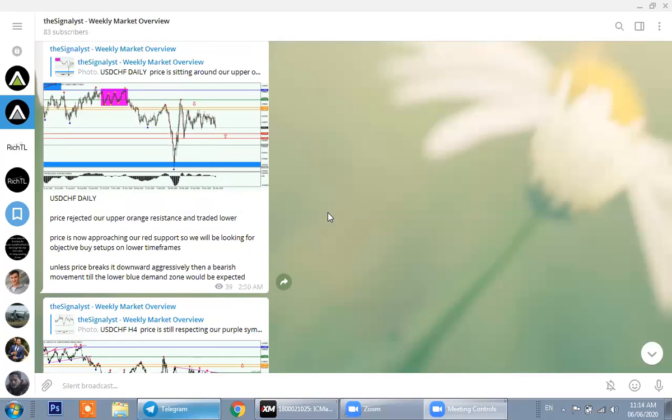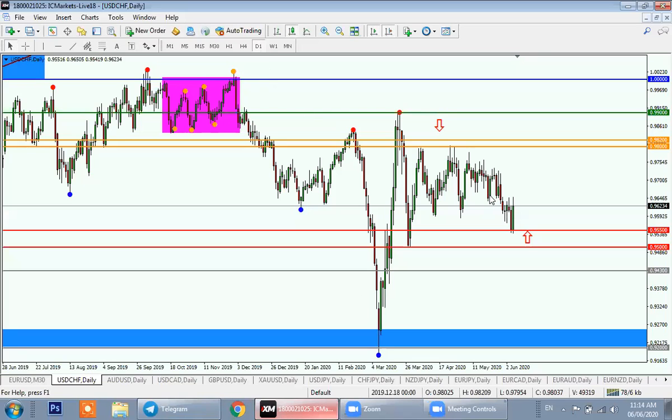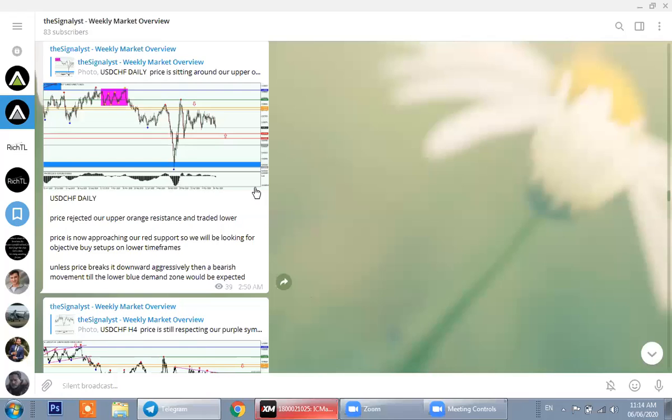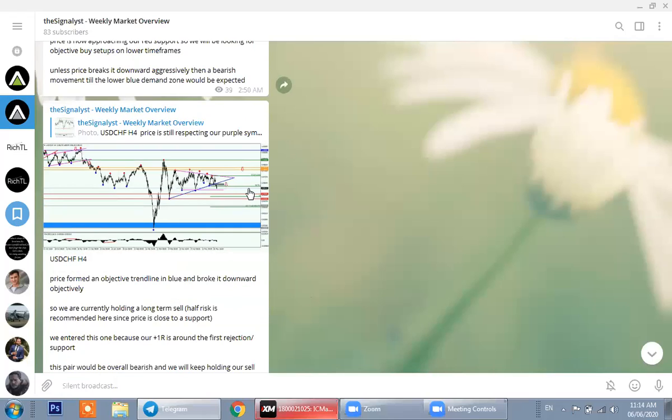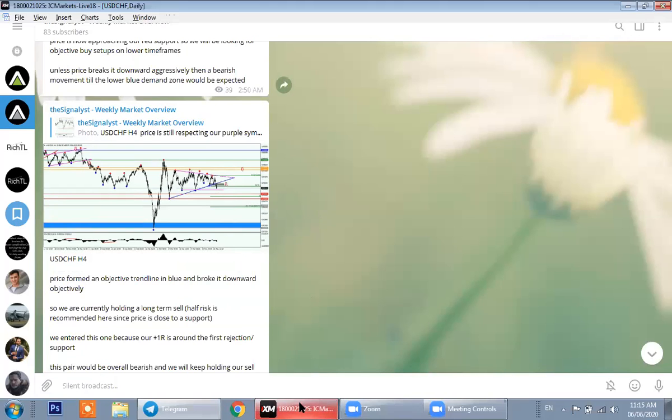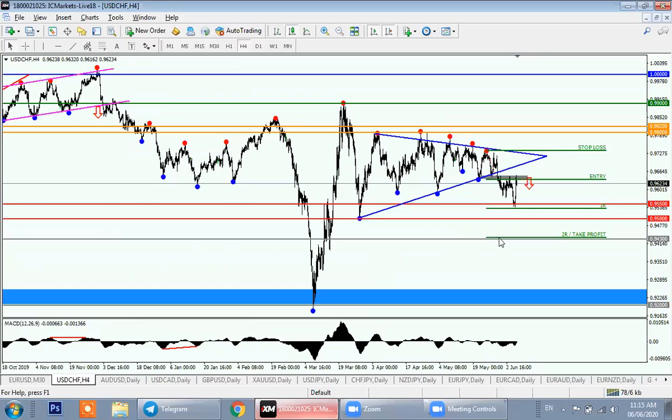USD CHF on daily time frame, we're waiting for price to approach our lower red support to look for buy opportunities. Let's check. That's exactly what happened. Price retested our red support and rejected upwards. On H4 time frame, we were holding a sell for those who were holding it. Let's check our results here.